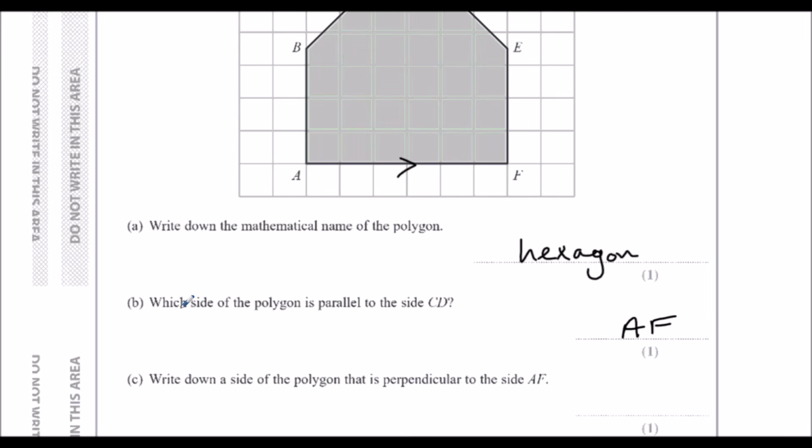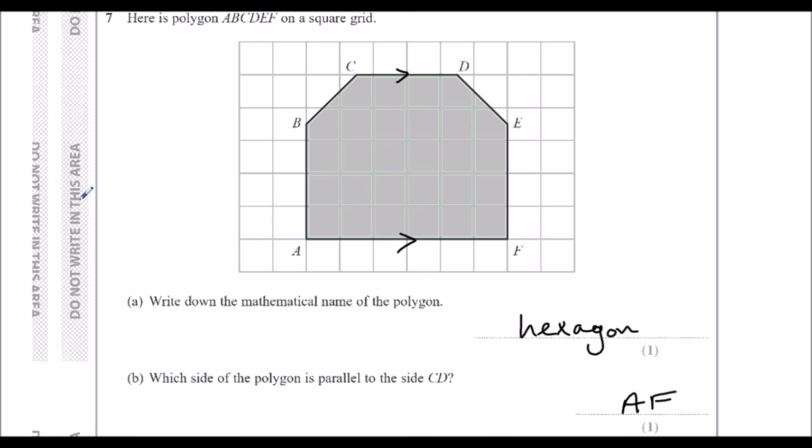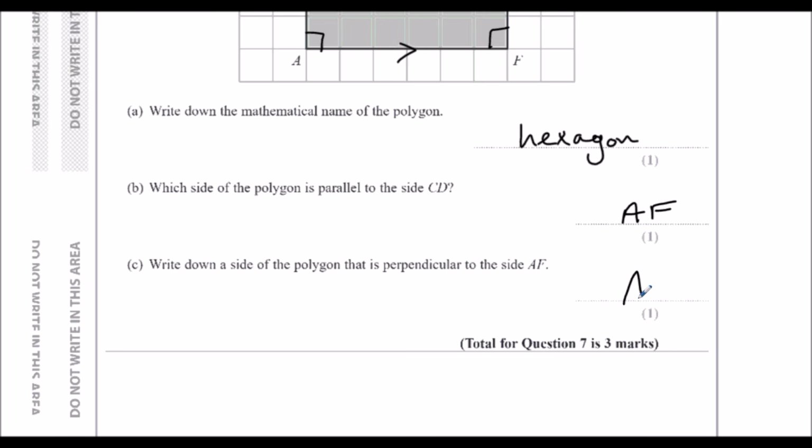And part C, write down the side of the polygon that is perpendicular to AF. Perpendicular lines meet at a right angle, a 90-degree angle. So we can either have AB or we can have EF. Either one of those. I'll write AB.